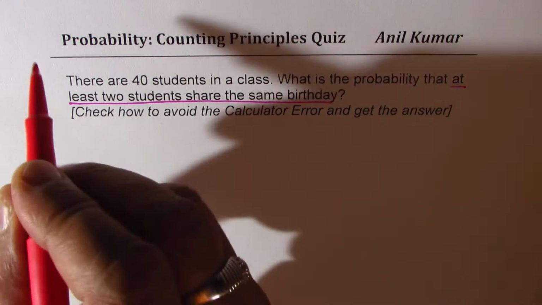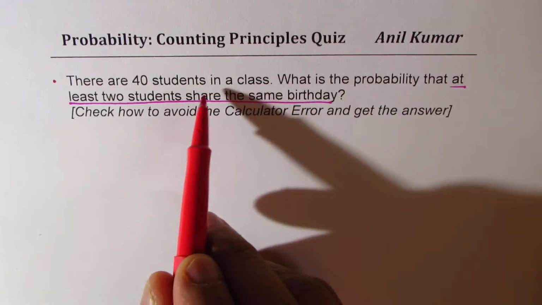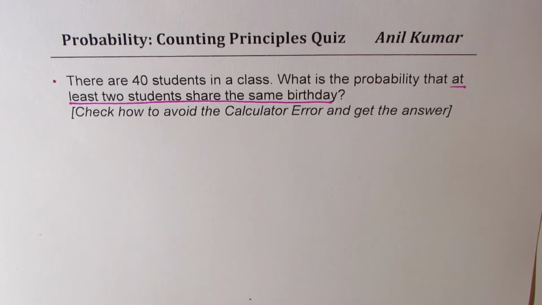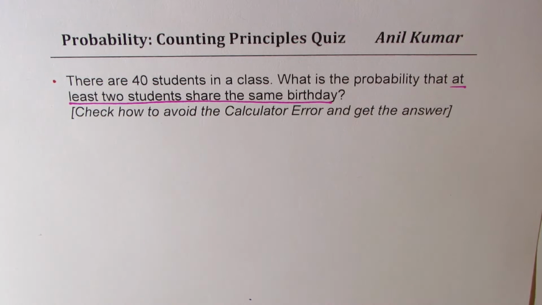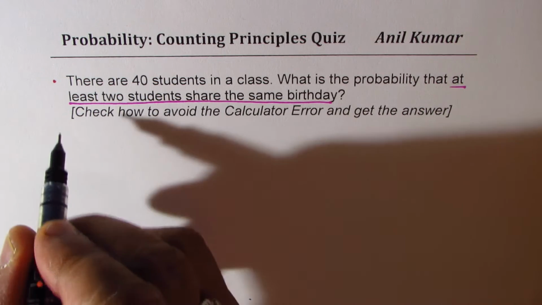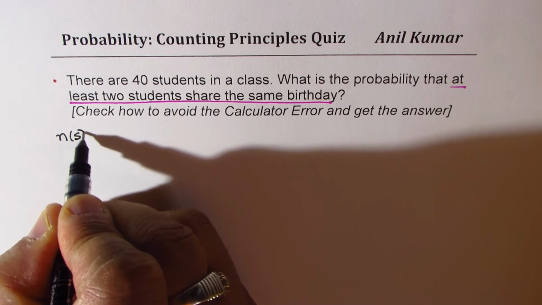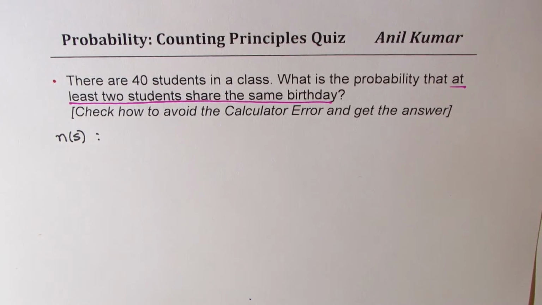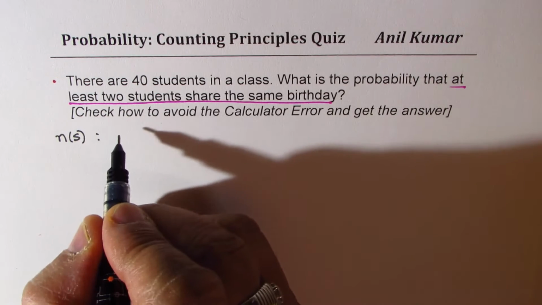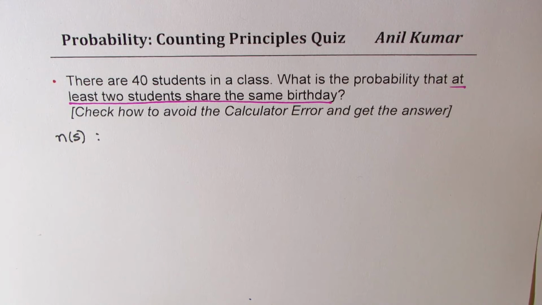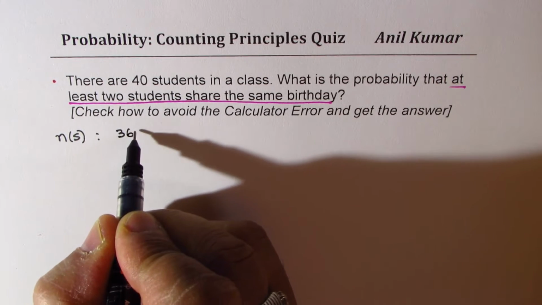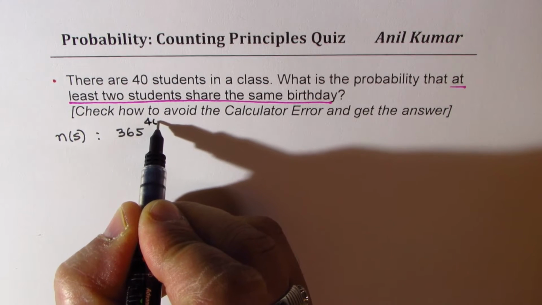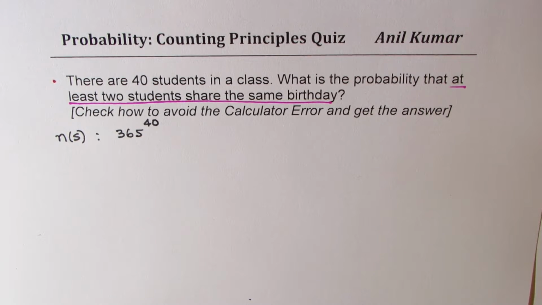It says, there are 40 students in a class. What is the probability that at least 2 students share the same birthday? Okay. So whenever there is a probability question, we think about total options which we have. So there are 365 days and 40 students. So every student could choose from any day of the year. So it is 365 to the power of 40. So that is the total number of options.